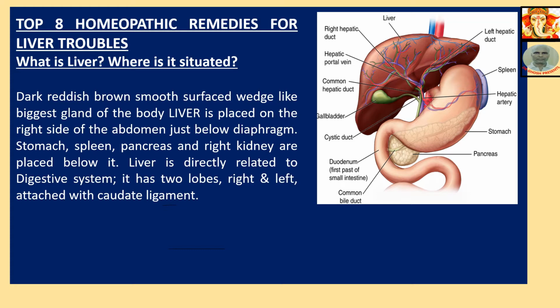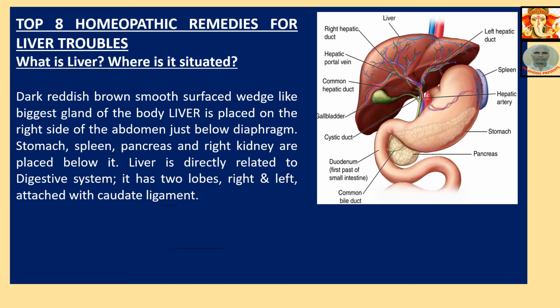Dark reddish brown smooth surfaced wedge-like biggest gland of the body. Liver is placed on the right side of the abdomen just below the diaphragm. Stomach, spleen, pancreas and right kidney are placed below it. Liver is directly related to digestive system. It has two lobes, right and left, attached with the caudate ligament.